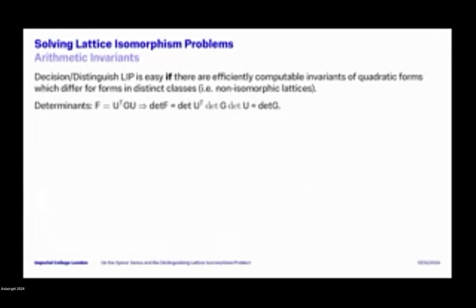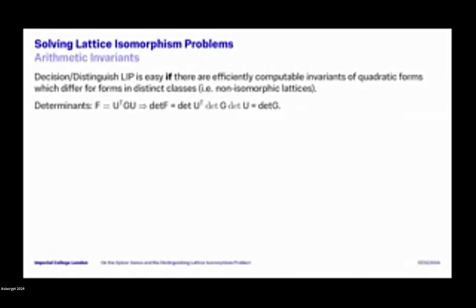So back to arithmetic invariants. The decision and distinguish lattice isomorphism problems are easy if there exist efficiently computable invariants of quadratic forms which differ for forms in different classes, i.e. if the forms or the lattices are not isomorphic, then these invariants differ.